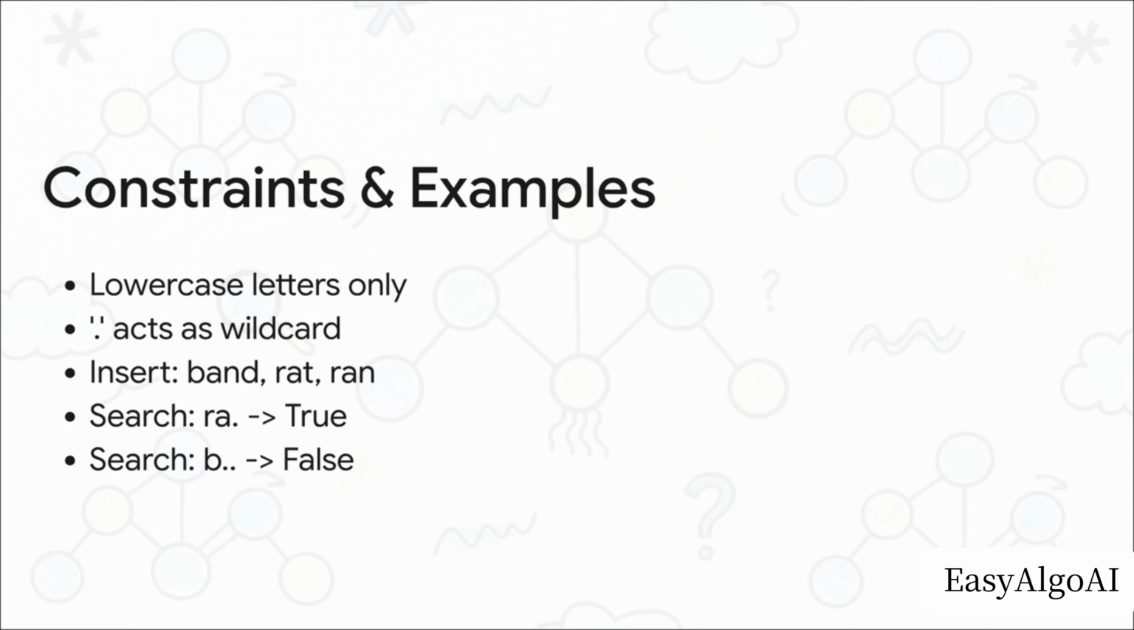Let's look at a quick example. If we insert the words band, rat, and ran into our system and then search for r.a, the system should return true. Why? Well, because that dot can act as a T to make rat, or an N to make ran. Both are in there. However, if we search for b..., looking for any three-letter word starting with B, the system absolutely must return false. Sure, we have band in the mix, which starts with B, but that's 4 letters, not 3. So the big question is, how do we actually store these words to make searching efficient?